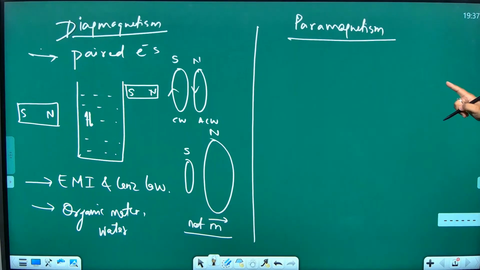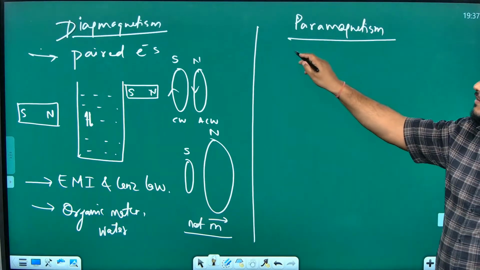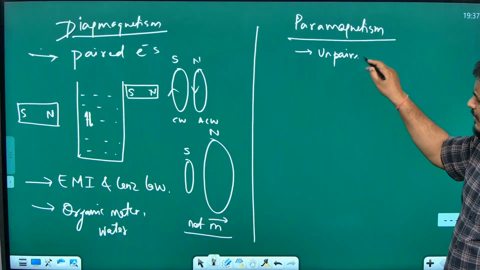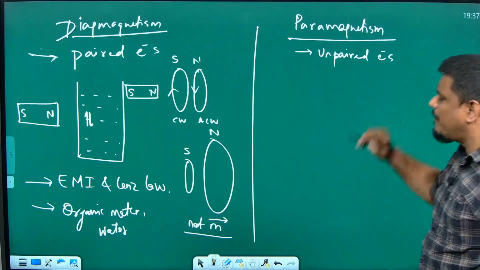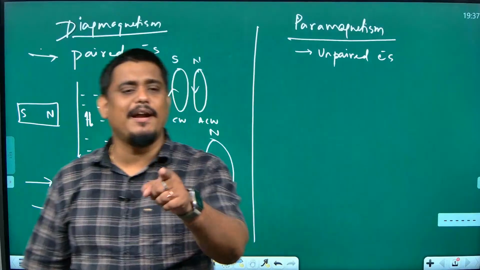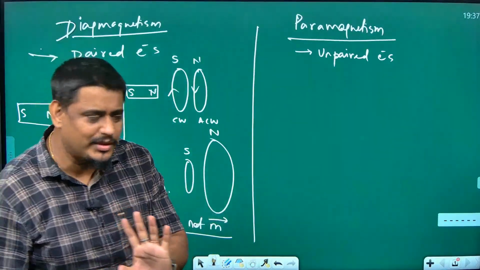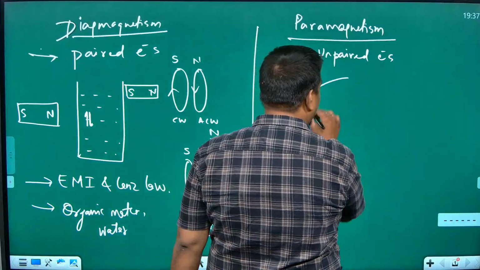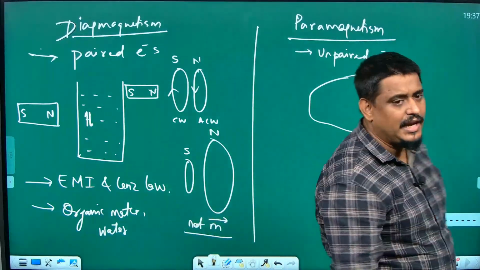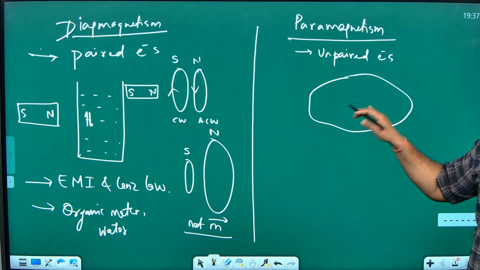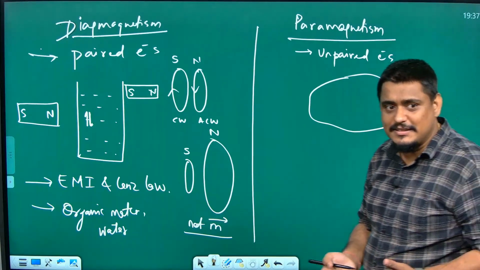Diamagnetism was due to paired electrons in the atom. Paramagnetism will be due to unpaired electrons. Quite understandable. Why? Because if you have unpaired electrons, these unpaired electrons will create magnetic moment. Common sense. By default, it will create magnetic moment. Suppose I am having a material here and it has unpaired electrons. These dipole moments will be there, but will it show magnetic properties?